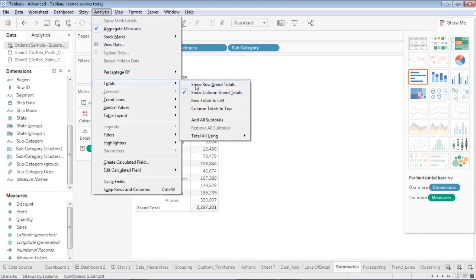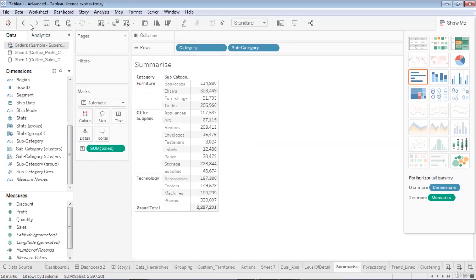you can see that you would like to see the row grand totals or column grand totals. Right now it's showing you column grand totals. You can see the row grand totals as well. So if I do that, I'll get those values. Since over here in the row we have one value only, so it's not showing.